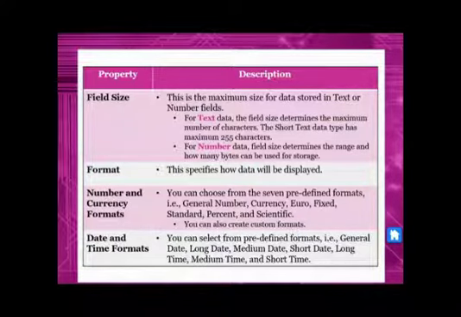Format. This specifies how data will be displayed. Number and currency formats. You can choose from 7 predefined formats, that is general number, currency, euro, fixed, standard, percent and scientific. You can also create custom formats. Date and time formats. You can select from predefined formats, that is general date, long date, medium date, short date, long time, medium time and short time.